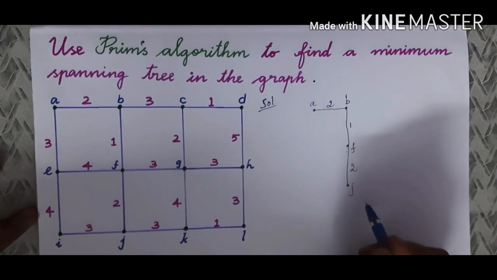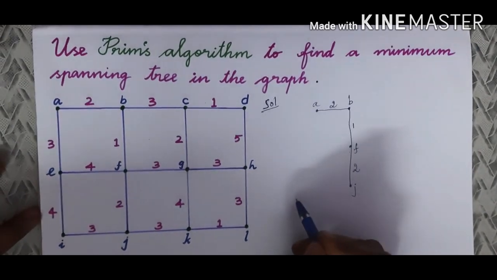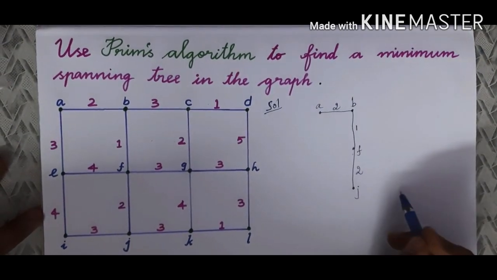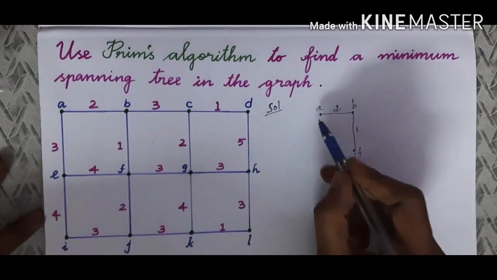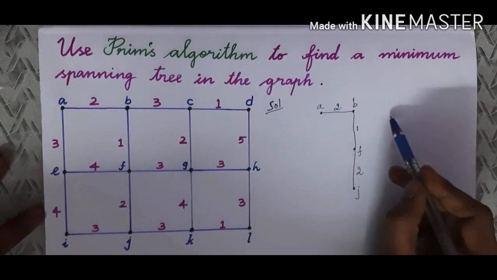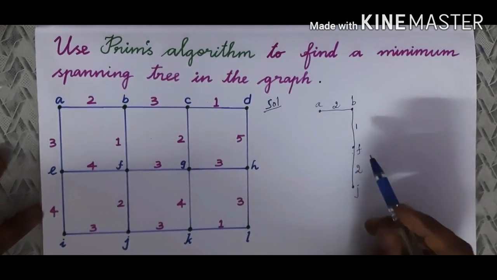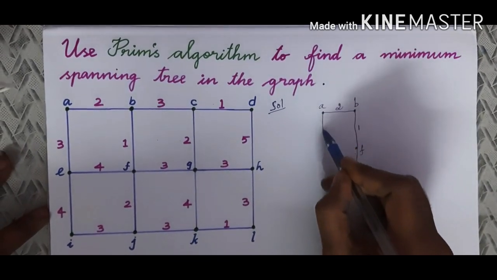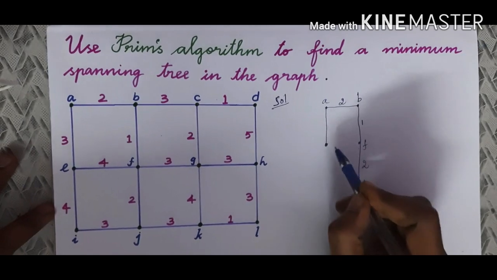Now we have from J to I with weight 3, J to K with weight 3, and A to E with weight 3, or B to C with weight 3. So you can choose anything. So I choose A to E with weight 3.